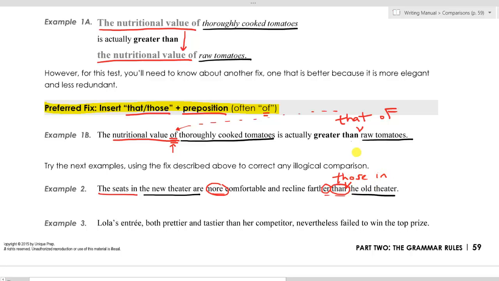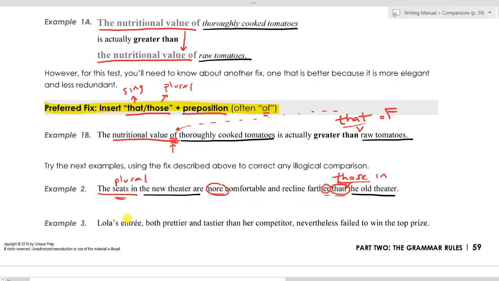Now, notice I used a that in this previous example. I'm using a those in this example. We use that to refer to a singular noun and those to refer to a plural noun. And in this case, I have seats, which is plural. So I need to replace seats in the second half of the comparison with a plural pronoun, those, not a singular pronoun, that. So the seats in the new theater are more comfortable and recline farther than the seats in, or those in, the old theater.